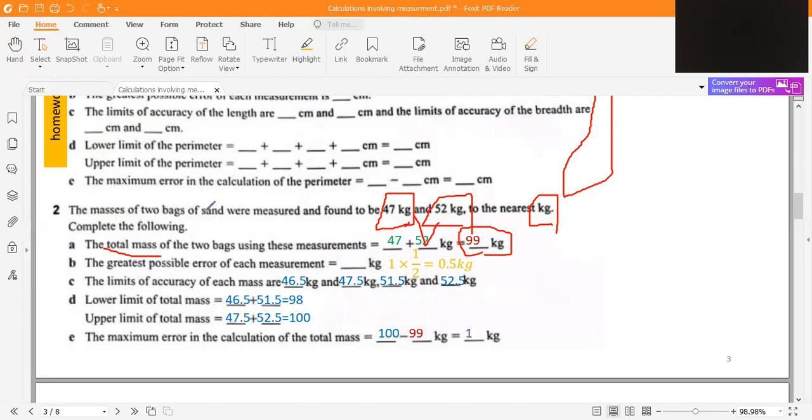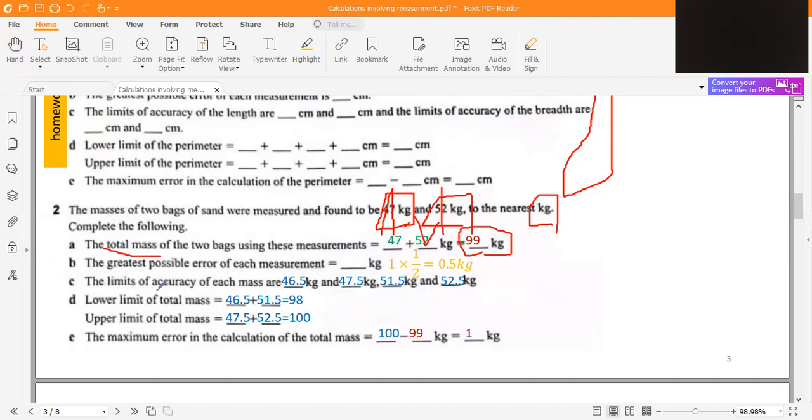Okay, the greatest possible error of each measurement. For the first, the last significant figure is the 7, which is in kilograms. So 1 kilogram, and half of 1 kilogram is 0.5 kilogram. And for the second, similar to the first, the greatest possible error of the measurement is also 0.5 kilogram.